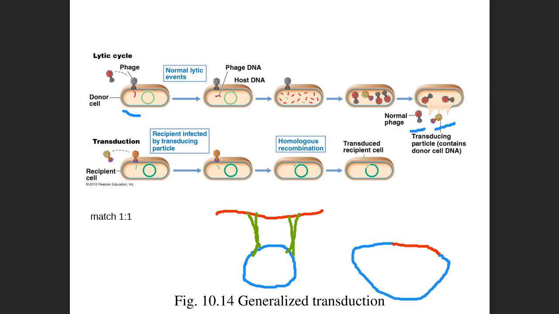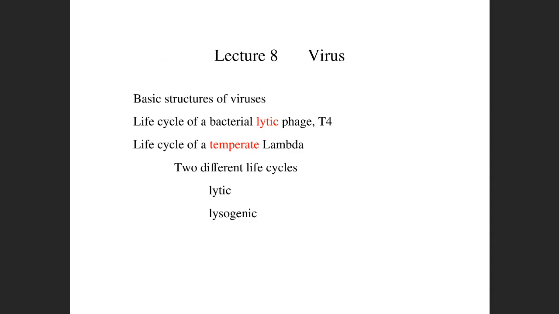Any questions? The important part is, do we know where this piece of DNA comes from? We don't, and it's random. So any part of the donor chromosome can be transduced into the recipient. And that's why this is called generalized transduction. Okay. Now, this is the life cycle of the T4 and its application in generalized transduction.